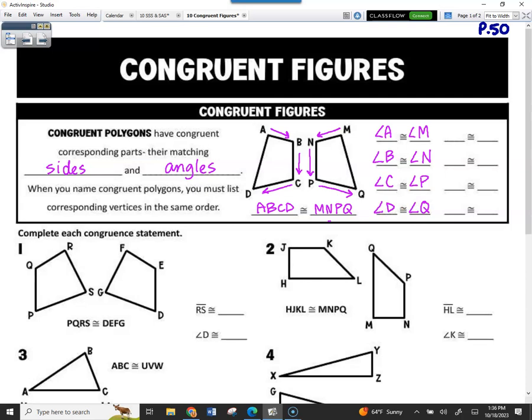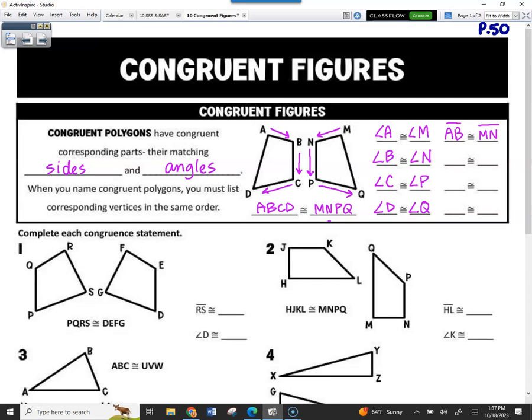Now those are the angles. Now we can list the congruent sides. Remember, sides are named by two letters. So this is where it's more helpful to look at the congruent statement. Side AB, would it be congruent to side MN, right? That's what it is. AB is congruent to MN because they appear in the same order of the congruent statement. AB is first and second, MN is first and second. So side AB is congruent to side MN.